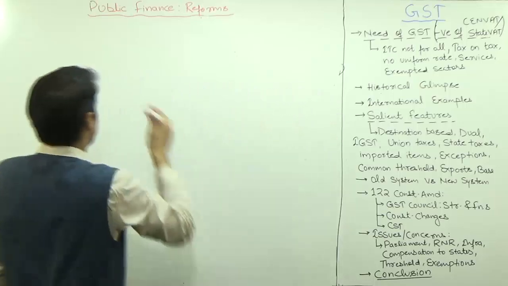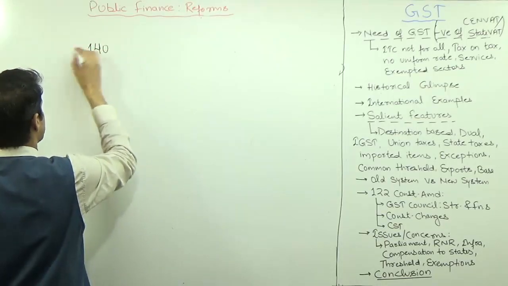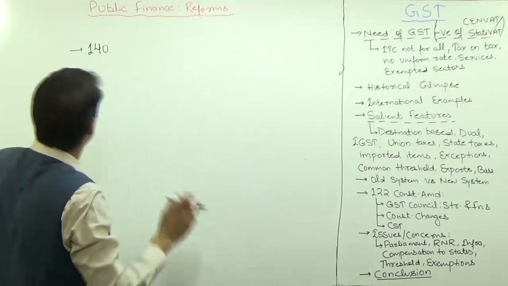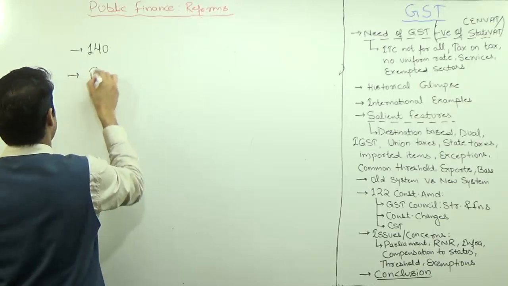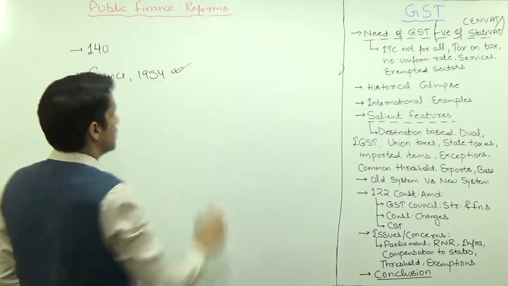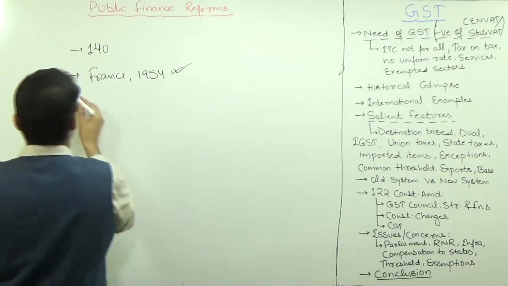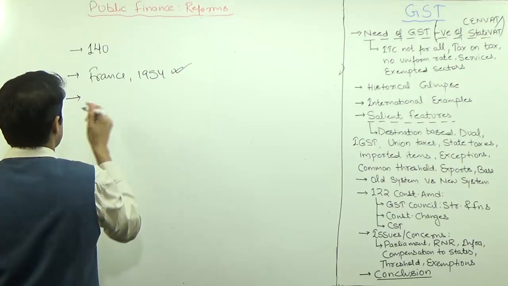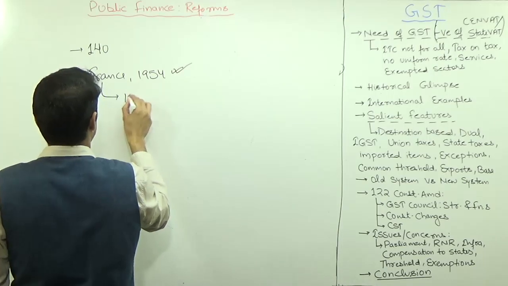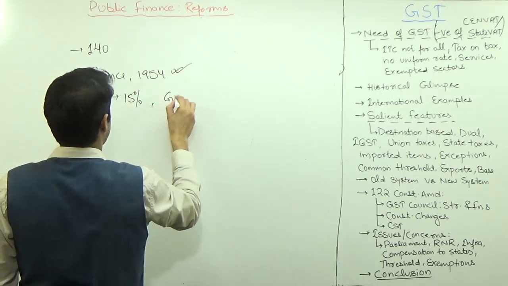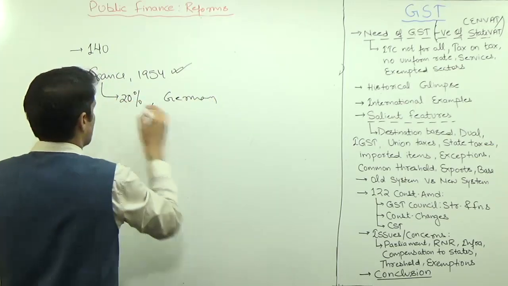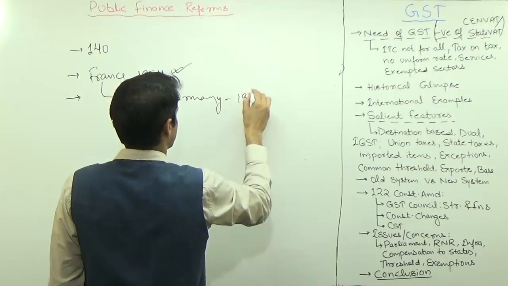So roughly there are 140 countries in which there is GST or some system like GST, or they have VAT. France was the first country. In 1954 they implemented this VAT system. Then in a few other countries, just like in France, there is 15% VAT. Then there is Germany, sorry, it's 20%. In Germany it is 19%.